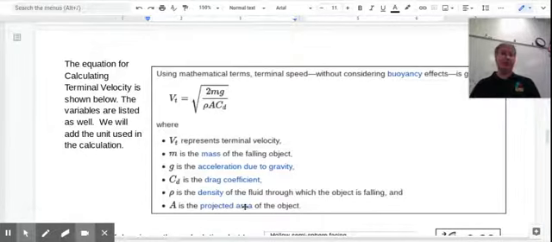Now, it's important to understand that it's projected. When I say projected, I'm going to guess, do I have any kind of a spherical object here? I don't. I'll be right back.